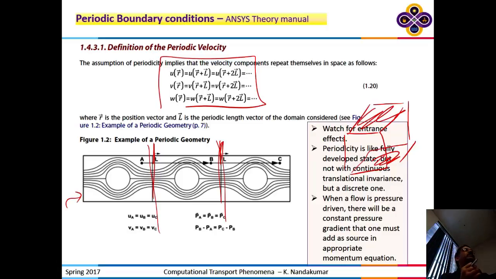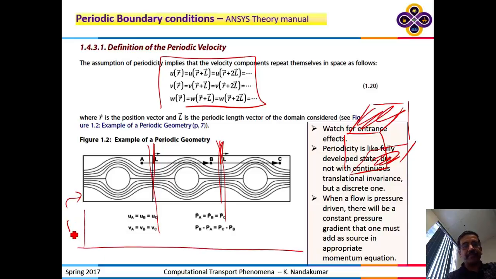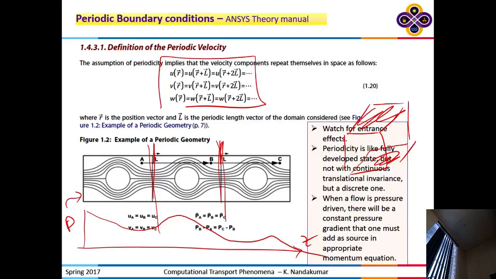How do you resolve that problem? The pressures are periodic and not periodic. So what really happens is, if you plot the pressure variation along this length, the pressure variation would be something like this. On the average, the pressure would decrease because you are expending energy. There will be an average pressure gradient between these two points.